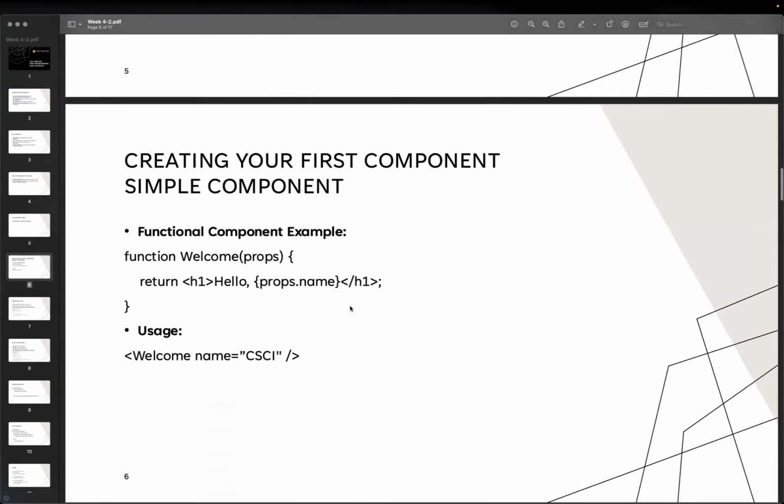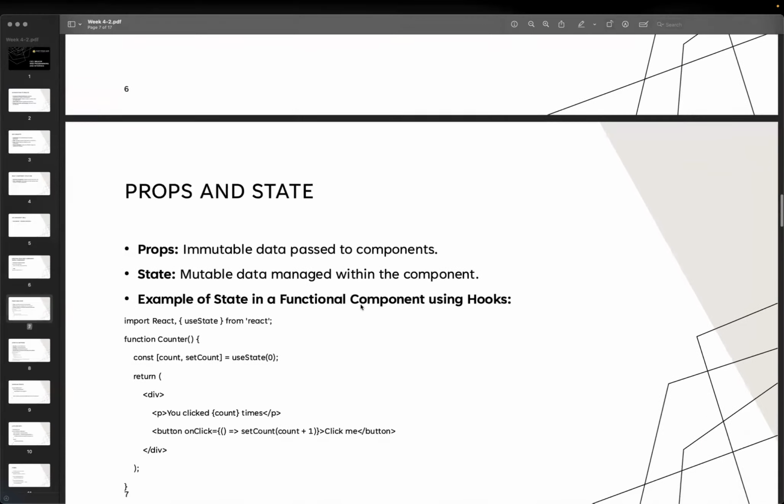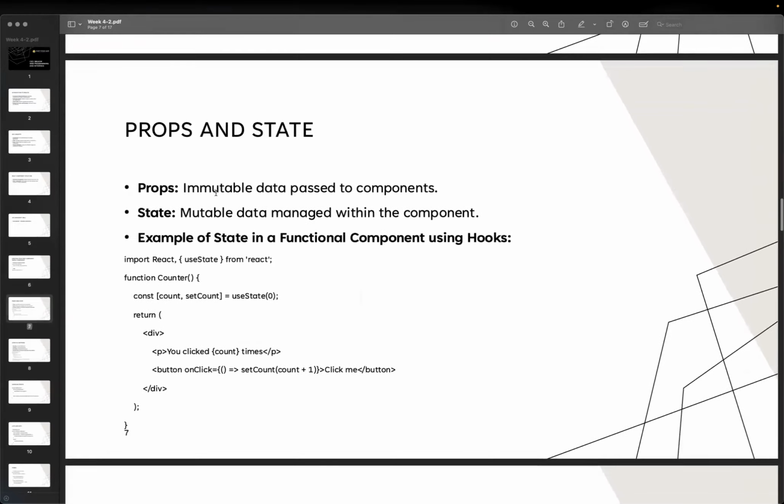Okay, and the function component, so let's say we have Welcome and we have props, and then when we pass the name with the props, this one is similar to the previous part. For props, it is the immutable data passed to the components. And for state, it is the mutable data managed within the component.